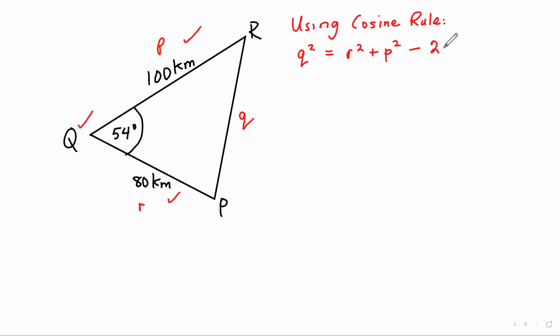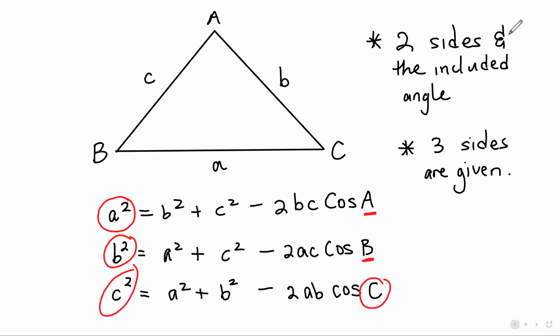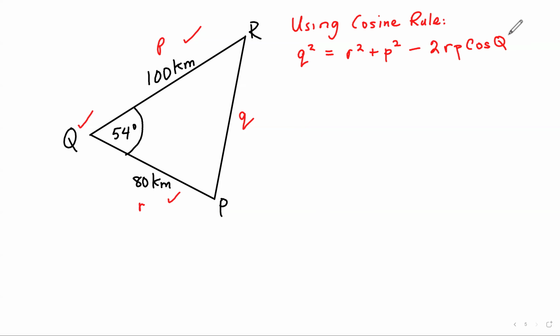Minus 2RP cos of Q, right? Because we're using the cosine rule. So the cosine rule would be, and don't worry if you don't know it by heart because this is given to you, Q squared, because that's the side we're trying to find, equal to the sum of the squares of the other two sides. So R squared plus P squared minus 2 times R times P times cos of Q, right?